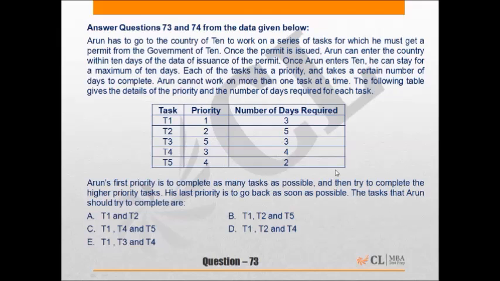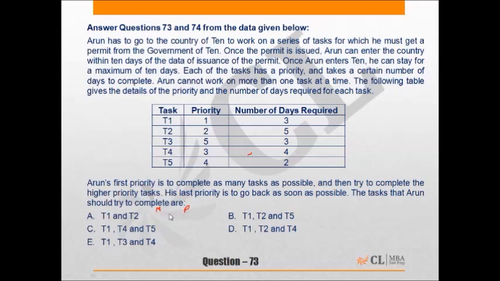As per the given information, the maximum number of days for which Arun can stay in country 10 is 10, and his priorities are to first complete as many tasks as possible, and after that take care of the priority of tasks, and his last priority is to go back as soon as possible. So for the given options we can check two things. First, the number of days taken to complete the tasks, and second, the sum of priorities.